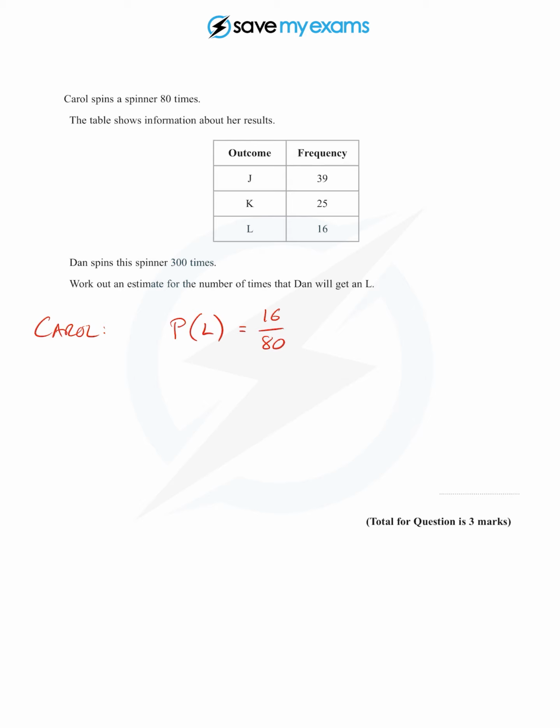Now, it would probably be useful to cancel that down, so I can see immediately that 16 is 8 times 2, and 80 is 8 times 10. So with the green cancelling pen, the 8's cancel. And then actually let's cancel again, because I can see that 2 goes into 10 5 times. And so using the information from Carol, the probability of getting an L is 1/5.